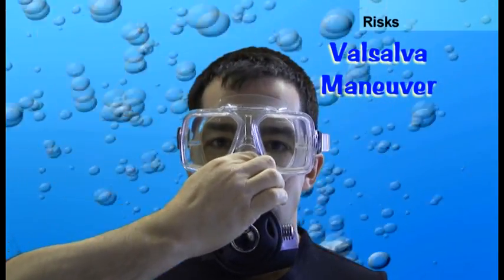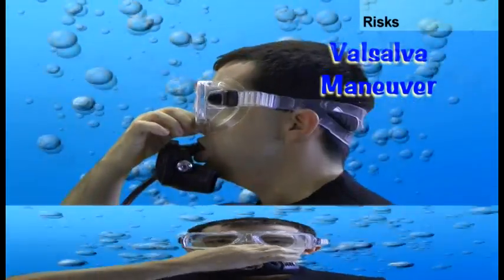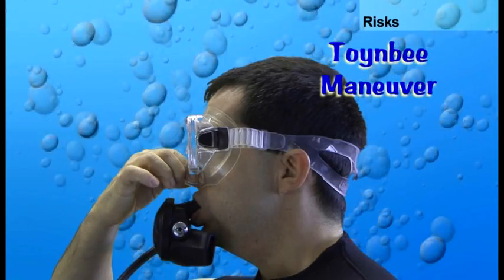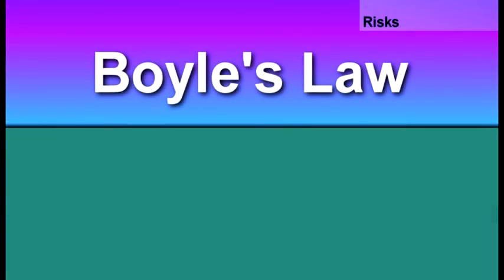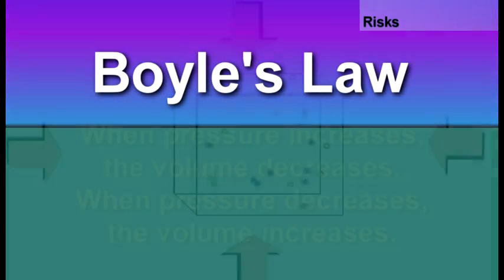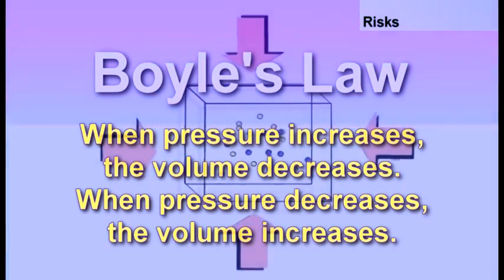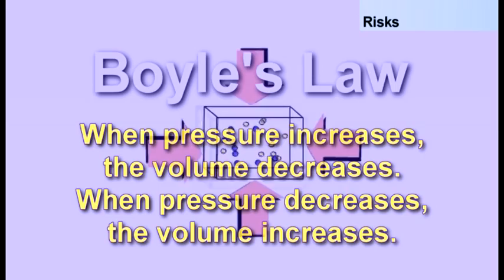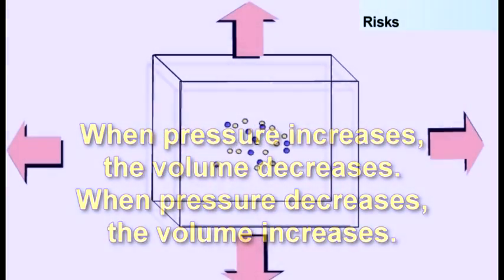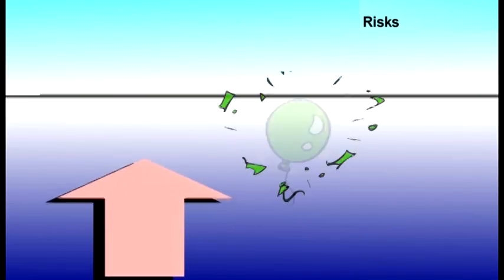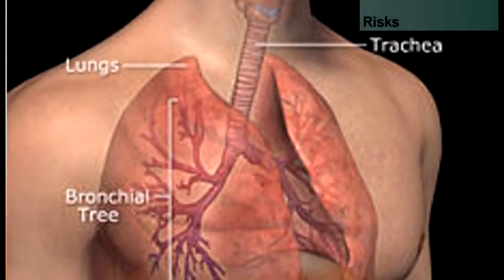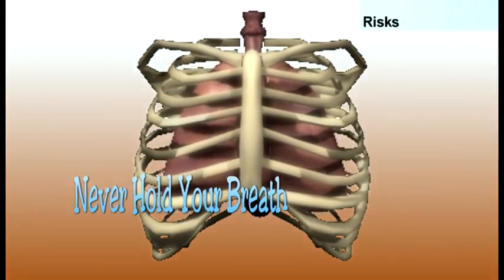As discussed previously, the body can adapt to pressure changes using the often used Valsalva or Toynbee maneuvers. They are simple and effective. Remember Boyle's law, which basically says, when pressure increases, the volume decreases. When pressure decreases, the volume increases. Seeing what happens to a balloon, the same physical law applies to the lungs if the breath is held. The cardinal rule of diving: never hold your breath.